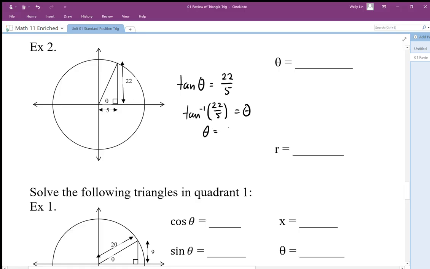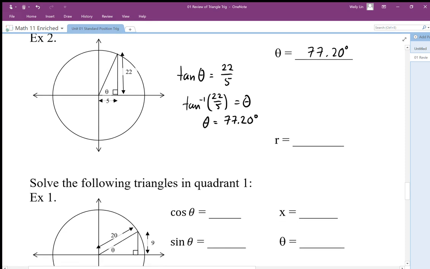So my angle theta works out to be 77.20 degrees. And if I look at my picture, that looks pretty good. Okay, that looks pretty accurate. Okay, so this is describing the same thing, but now with an angle. And again, I needed a calculator to be able to go between the two.